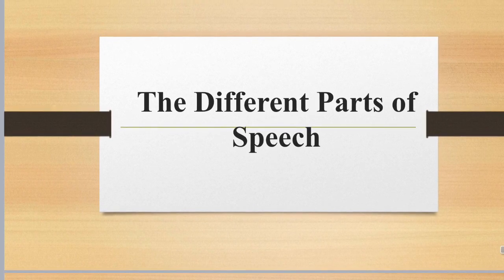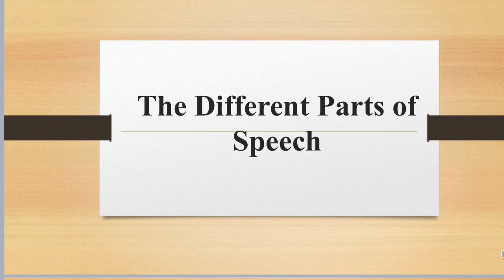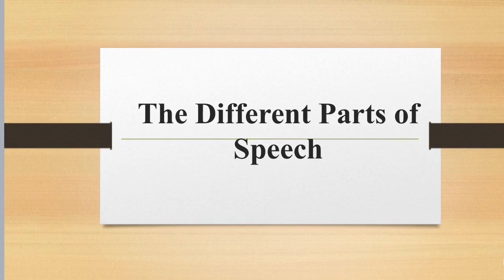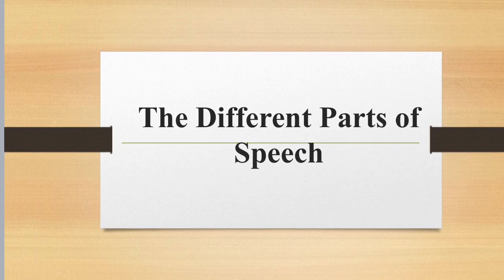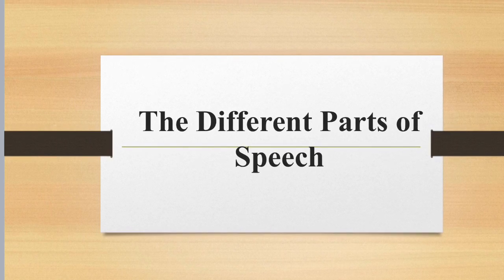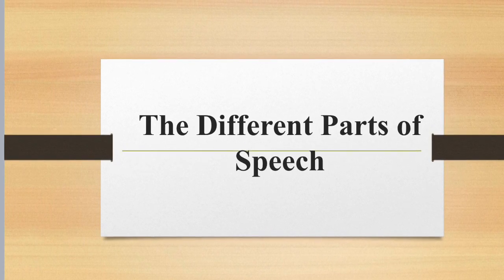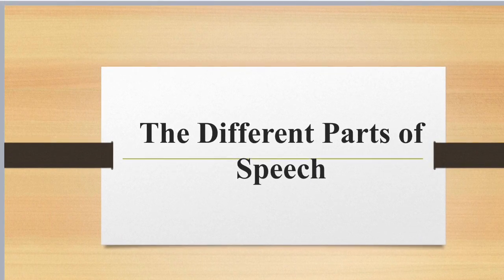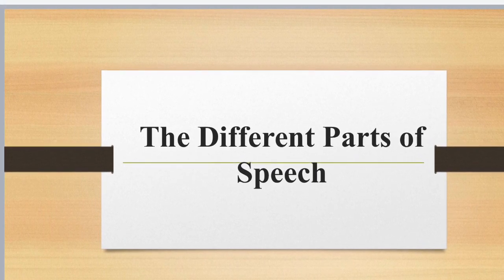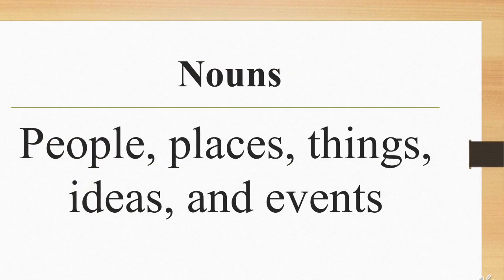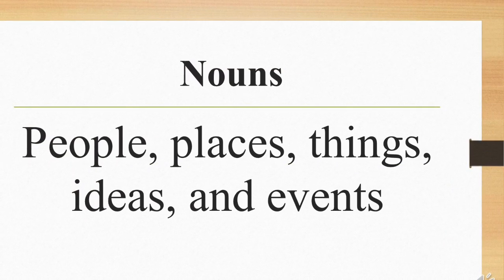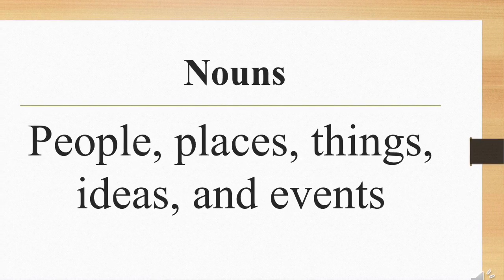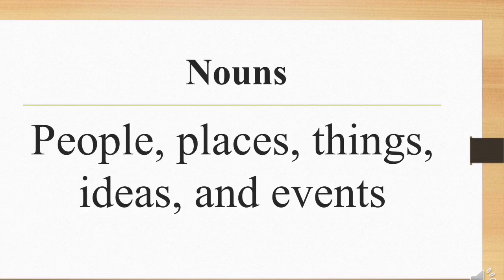In today's lesson, I'm going to teach you about the different parts of speech. To those newbies in learning English, the different parts of speech is the first stage to learn before you can speak and write in English. The different parts of speech has 9 kinds of nouns. Let us define what nouns are. Nouns are names of people, places, things, ideas, and events.